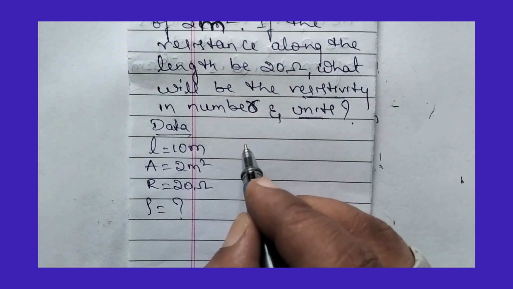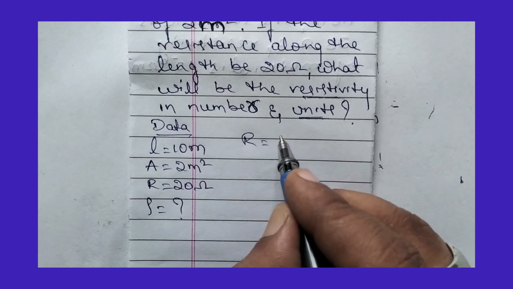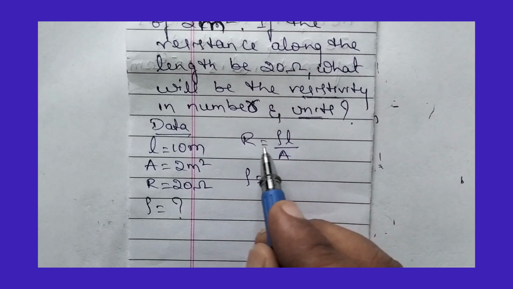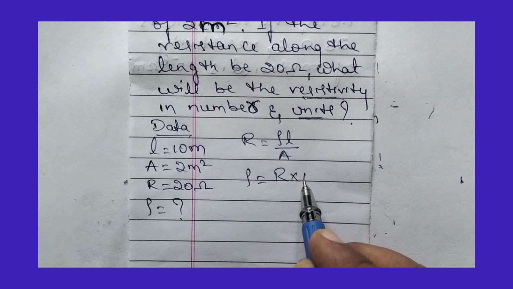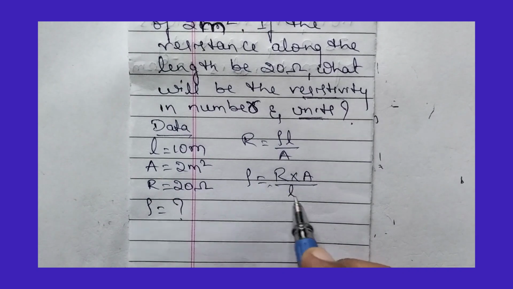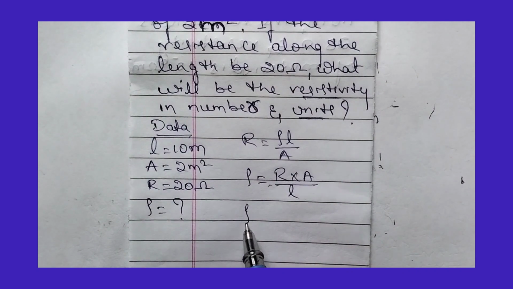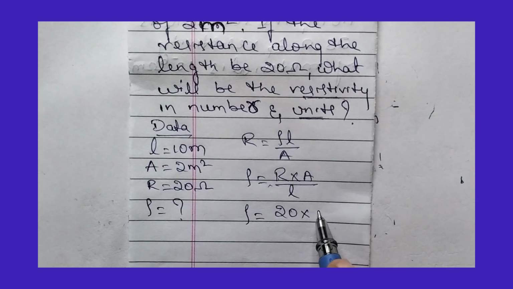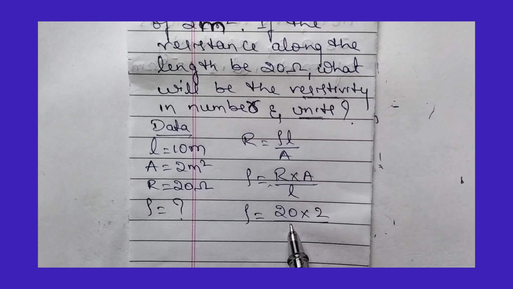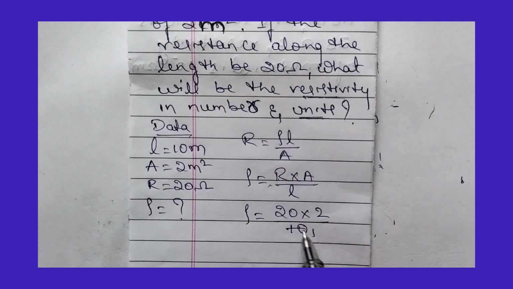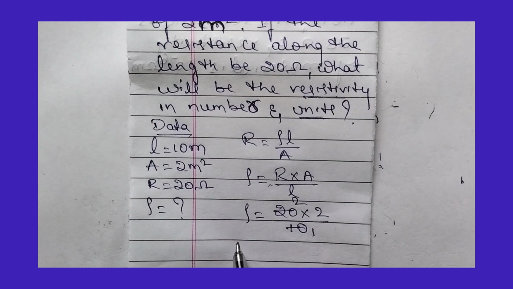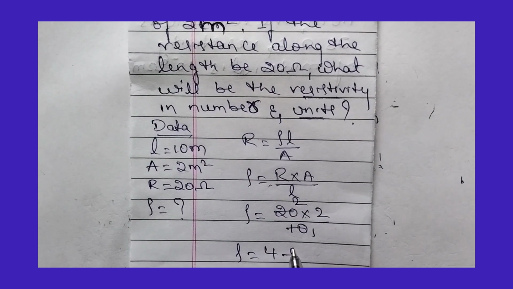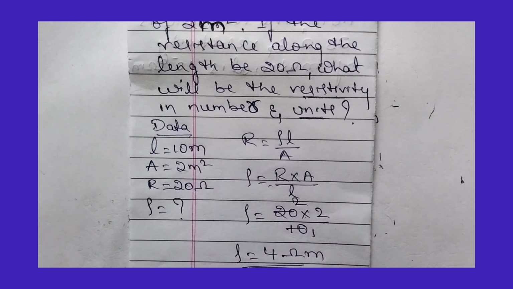Now what is the relation for these four? R is equal to rho L by A. So we want rho, you multiply A here, rho is equal to R into A divided by L. So now rho is equal to, what is R? 20 ohm. What is area? 2, divided by length which is 10. So 10 ones are 10, 10 twos are 20. So rho is equal to 2 into 2 becomes 4 ohm meter.